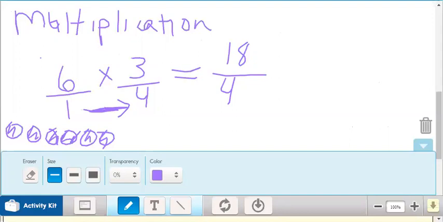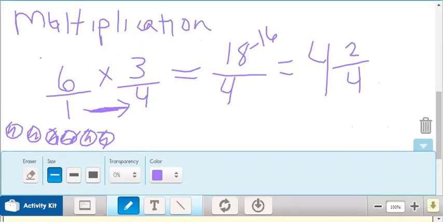Thank you for pausing. Okay, so here we go. 4 can go into 18 how many times without going over? It can 4 whole times. Okay, 4 times 4 was how much? It was 16. Okay, so 18 minus 16 is 2 in the numerator, and then the denominator stays the same. So that is our mixed number.